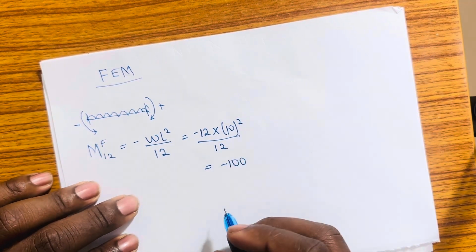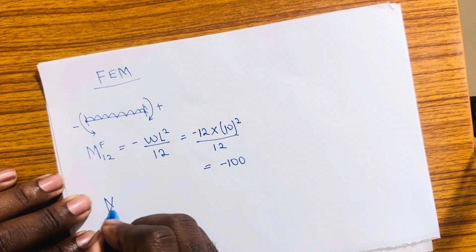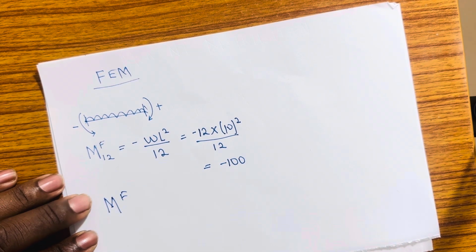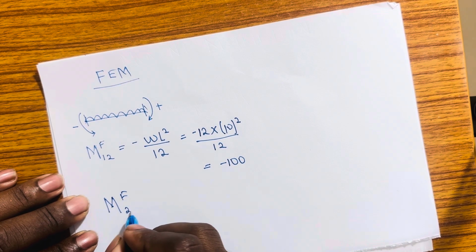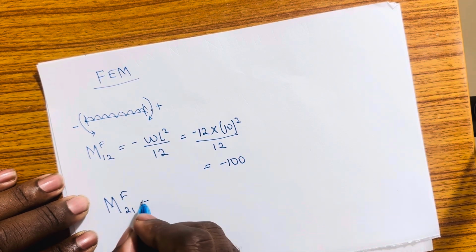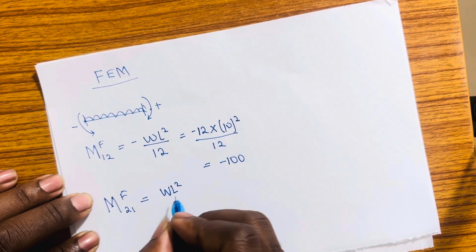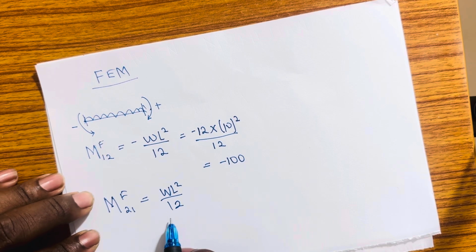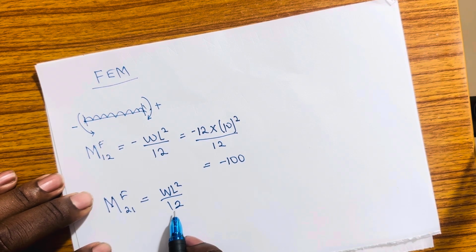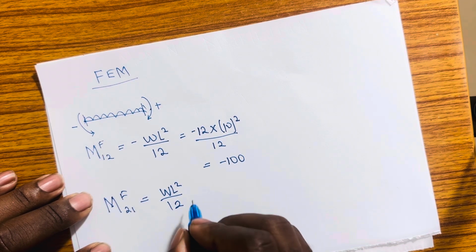Now, from that same information, I can get MF 2, 1, because this is 1, 2. 2, 1 will be at this point, okay? So this is clockwise, and it's going to be positive WL square out of 12. Why is it like this? This is the formula for the fixed end moment when you have a UDL as a load. So you have to take note of that.